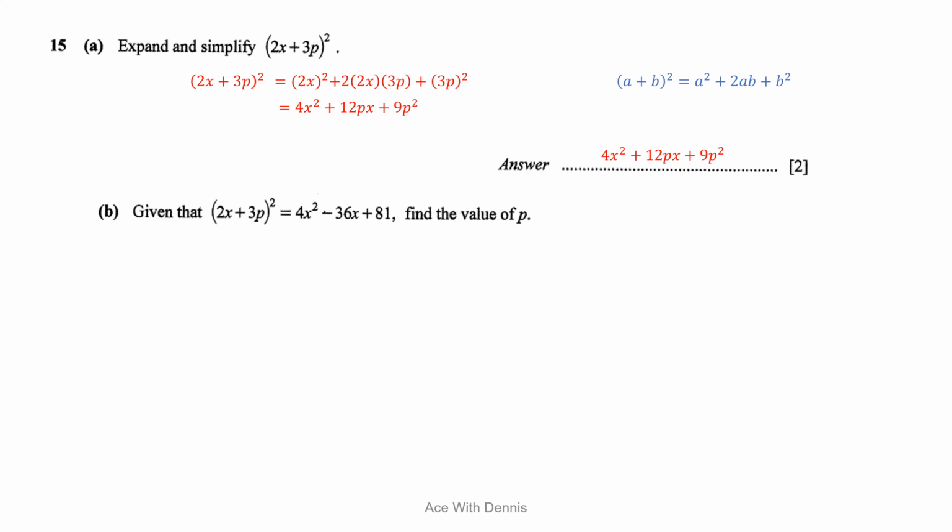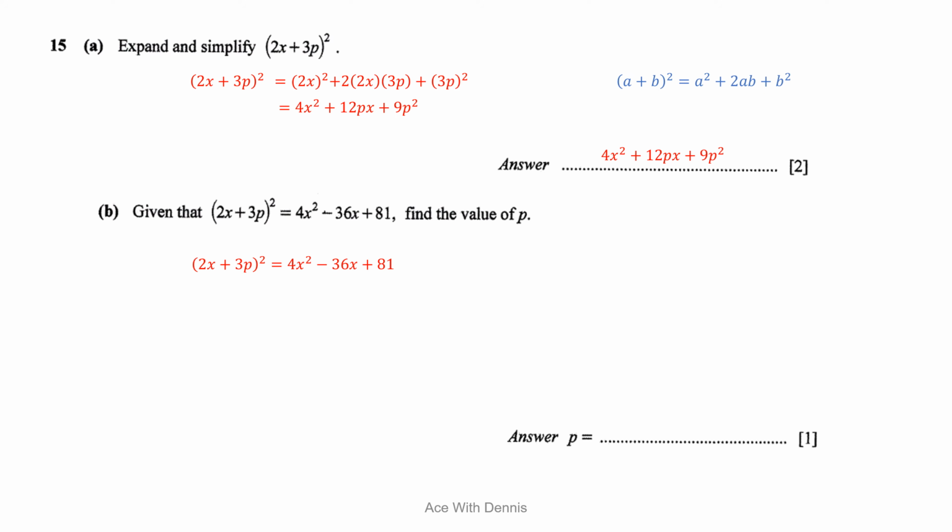B. Given that (2x + 3p)² = 4x² − 36x + 81, find the value of p. 1 mark. Right, so this is the equation given: (2x + 3p)² = 4x² − 36x + 81.